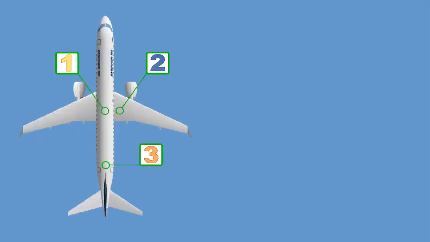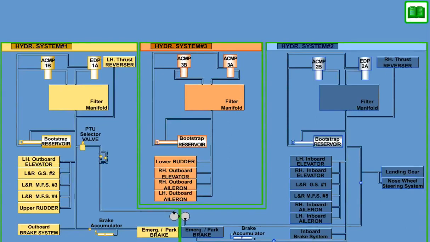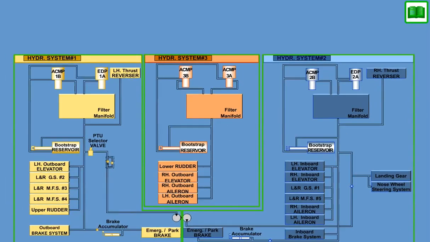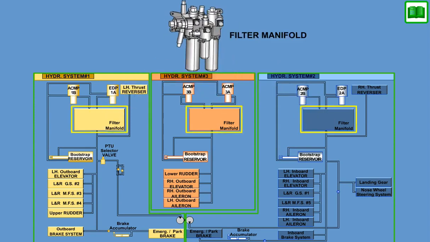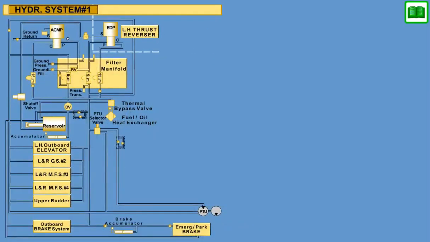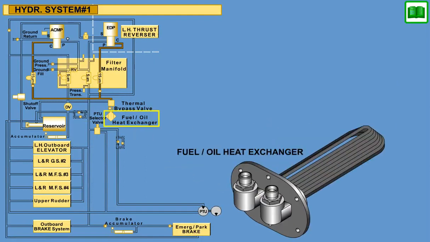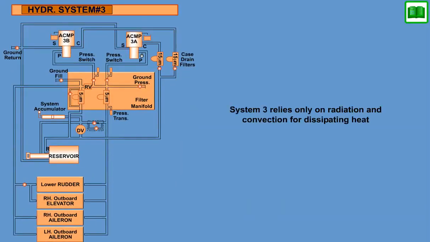Each of the 3 independent hydraulic systems include the necessary components for supplying clean, pressure-regulated oil to the hydraulic users. A bootstrap reservoir in each system provides pump inlet pressure and accommodates the oil volume change in the system. Contaminants are removed from the oil through filters in the pump discharge and case drain lines, and in the main system return line. The flow of pump case drain oil through a hydraulic fluid-to-fuel heat exchanger for systems 1 and 2 is designed to prevent temperature extremes. System 3 relies only on radiation and convection for dissipating heat.